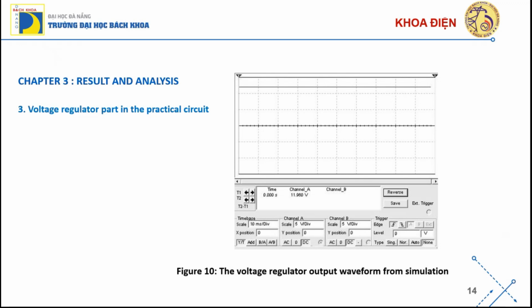Then in figure 10, the simulated output of the regulator is shown: 11.96 volts, which is very close to 12 volts. This shows that the regulator carefully ensures a stable input for the boost converter.